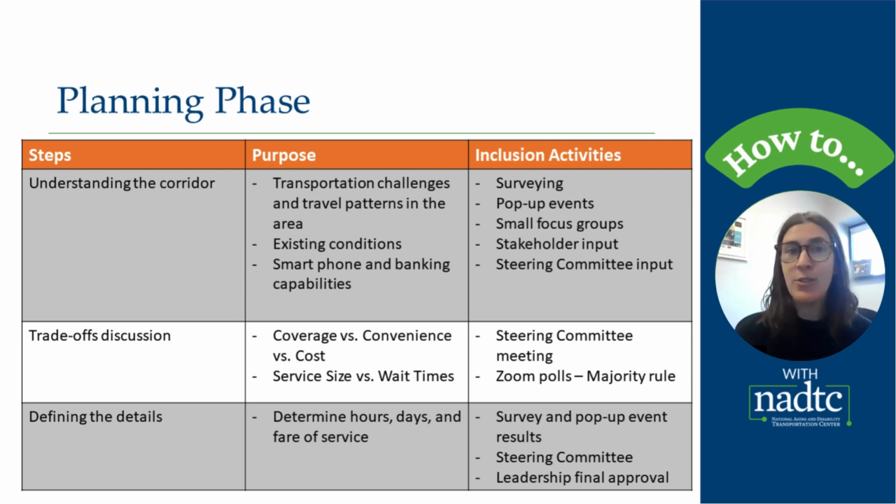I think whenever you do microtransit planning, there's understanding the size of the corridor, how much frequency or wait times you might have, and then defining the details. So determining the hours and days, how much the service should cost, that kind of thing. So we had a variety of different inclusion activities to determine these different steps in the planning phase.